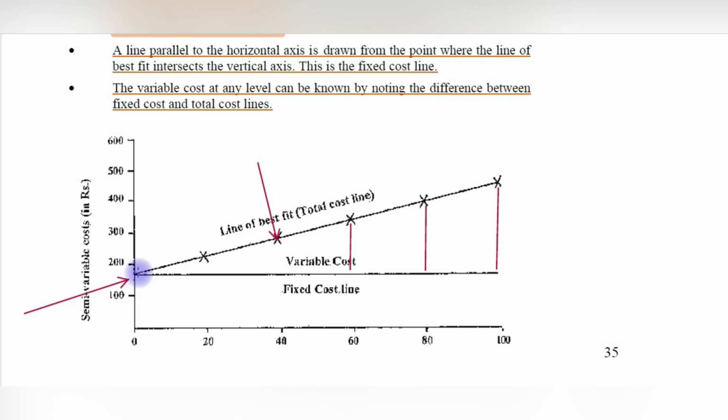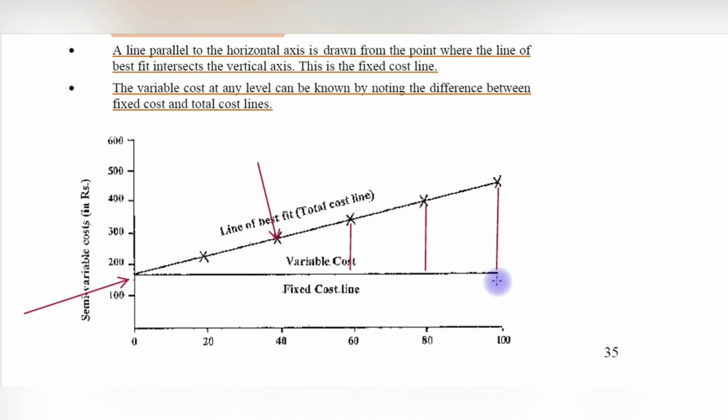Suppose the production is 0, but still you have to set up the office, you have to pay the electricity, you have to pay for insurance, you have to pay salaries, you have to pay wages. So different fixed costs are there. These costs will be incurred irrespective of the output. So when x is equal to 0, means the output is 0, whatever costs are incurred, this is the fixed cost point.